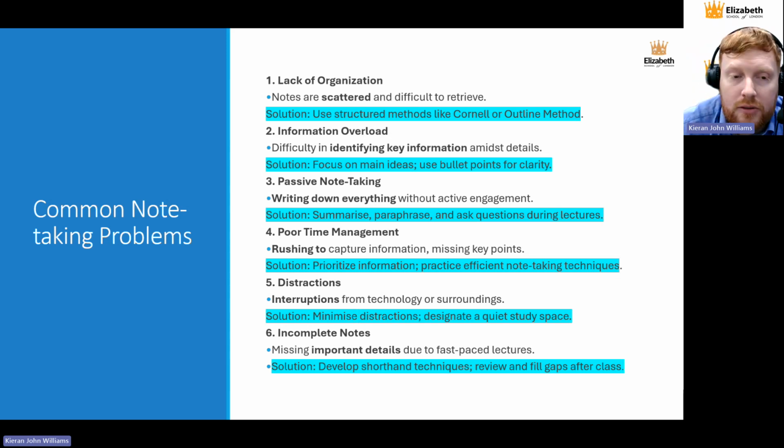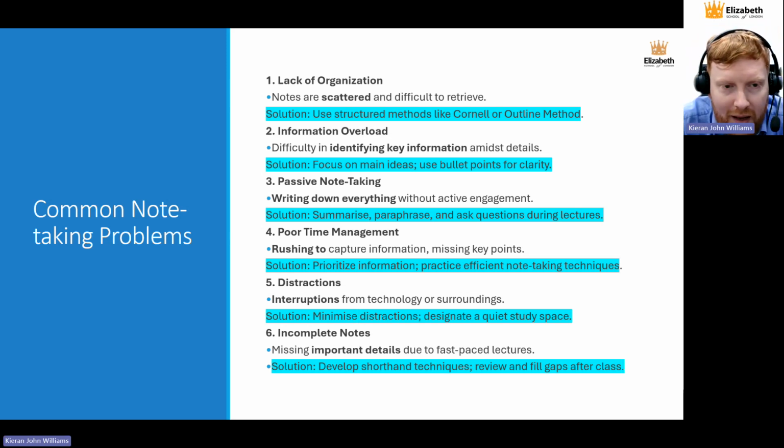So it could be that your notes are disorganized, scattered and difficult to retrieve. If you find that you do have that problem, it is suggested that you look at the more structured forms of note taking, like the Cornell or the outline method, which we will cover later on.